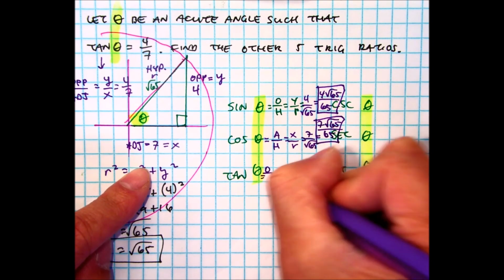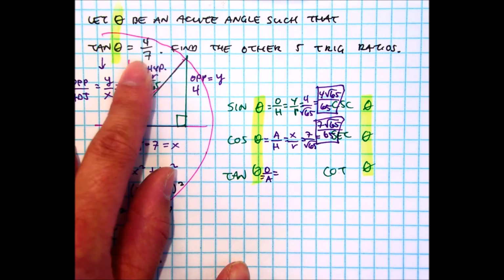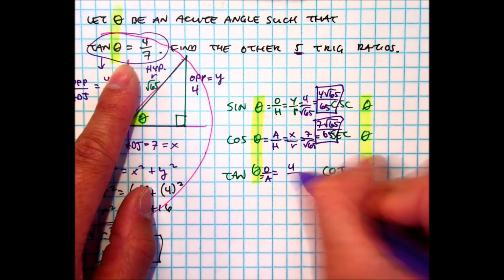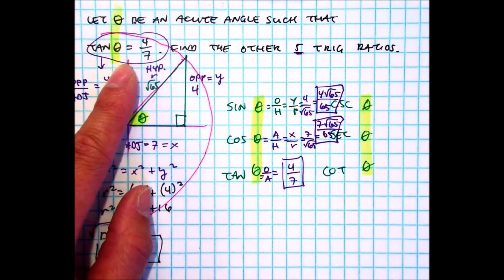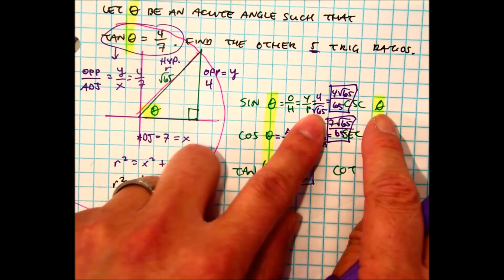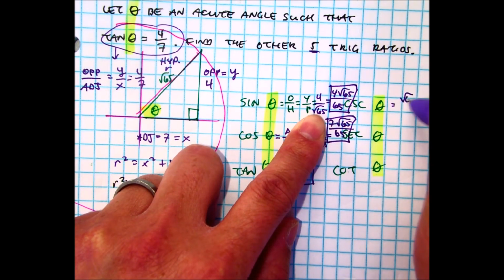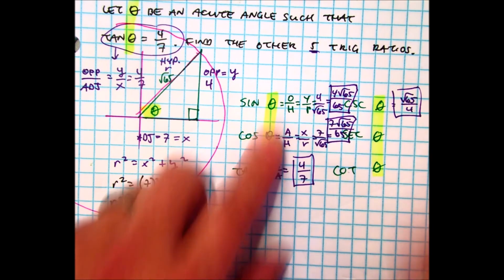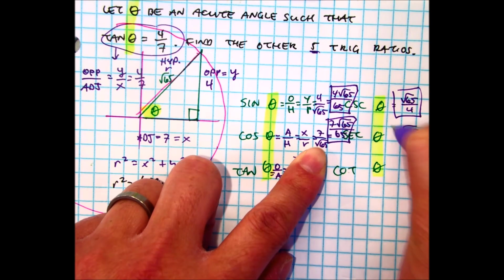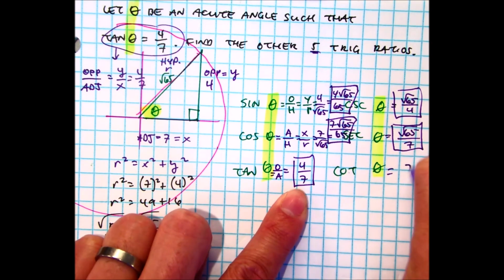Tangent is going to be opposite over the adjacent, which you already have. That was part of your clue, right? If this is one of them, that means you have to find the other 5. So our answer, 4 over 7. And then to use the other reciprocal functions, I can just take my answers and just flip them. So I have radical 65 over 4, radical 65 over 7, and then cotangent is just going to be 7 over 4.